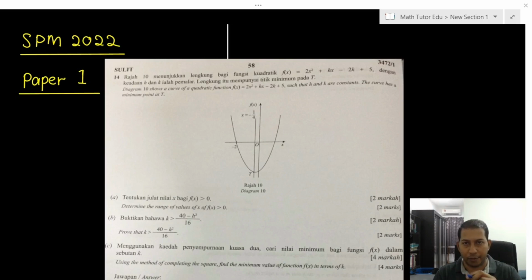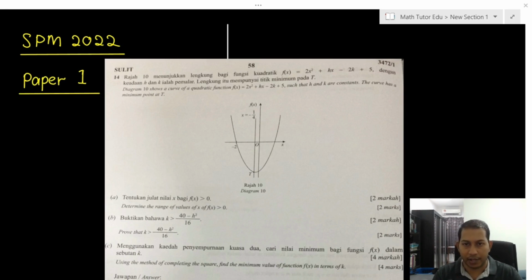Let me read question 14 now. Diagram 10 shows a curve of a quadratic function f(x) = 2x² + hx − 2k + 5, such that h and k are constants. The curve has a minimum point at T. As you can see here, this is the diagram 10.